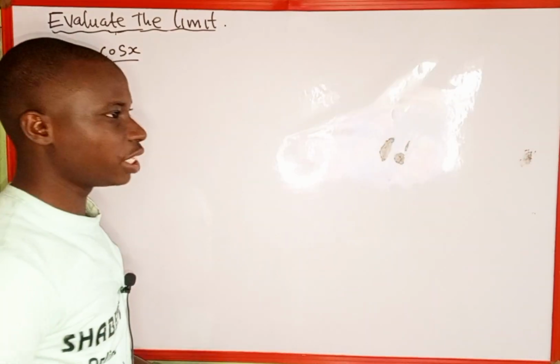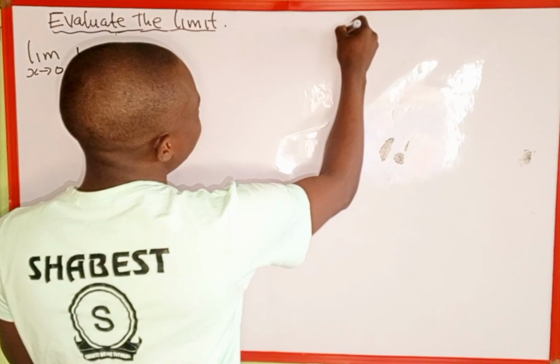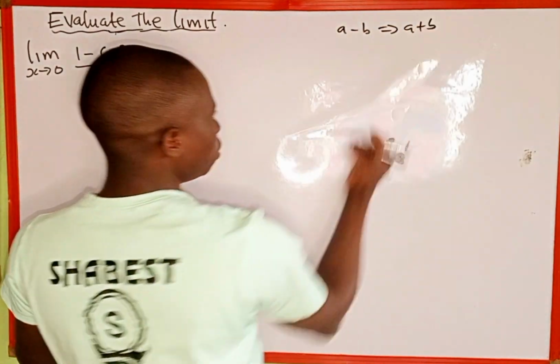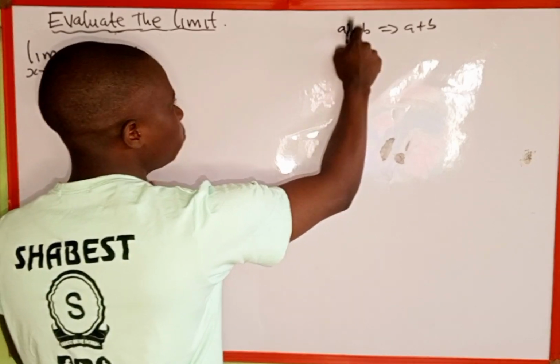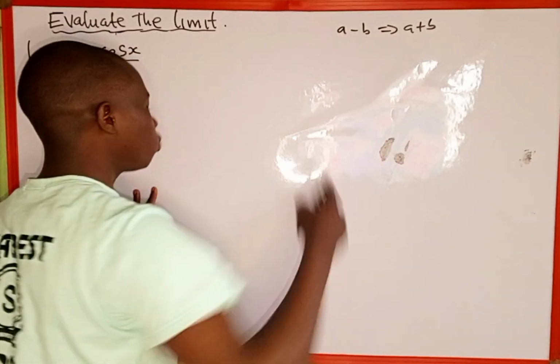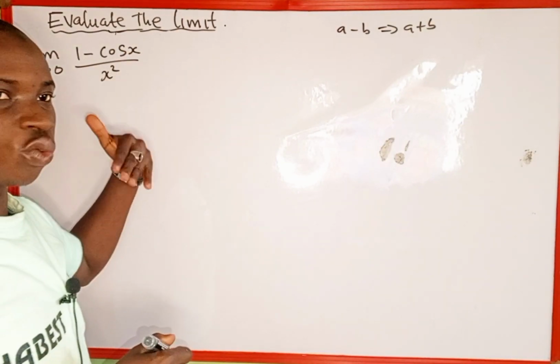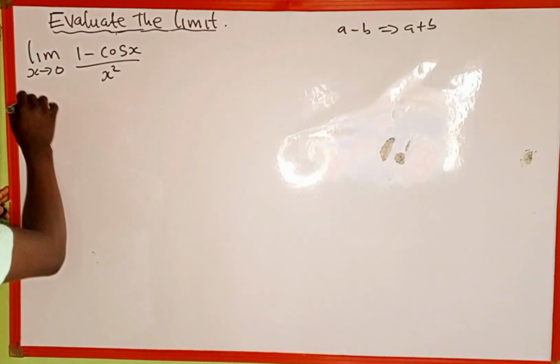What do we mean by conjugate? Recall when we have a minus b, the conjugate of a minus b is the same as a plus b. What do you notice here? The operation minus here changed to plus. So this is what we mean by conjugate. So the conjugate of 1 minus cosine x is the same as 1 plus cosine x.